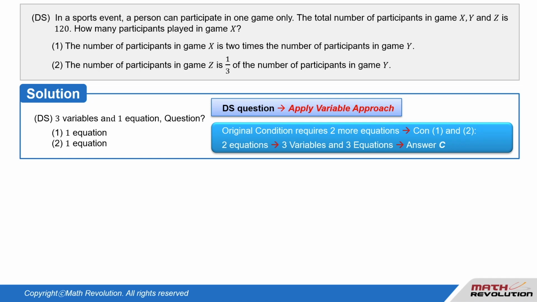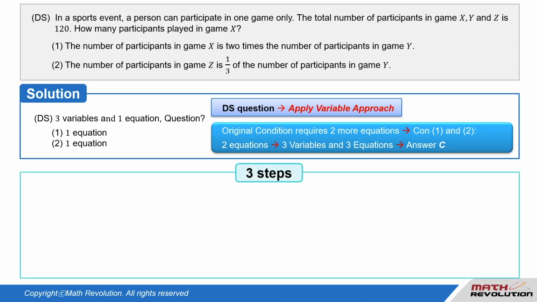This question shows how you can get the answer C based on the variable approach by setting 3 variables and 1 equation in the original condition, which requires 2 more equations. This is the essence of the variable approach. Let's apply the 3 steps suggested previously.